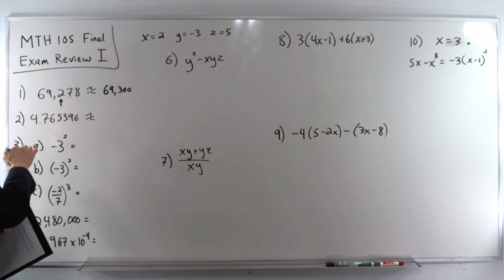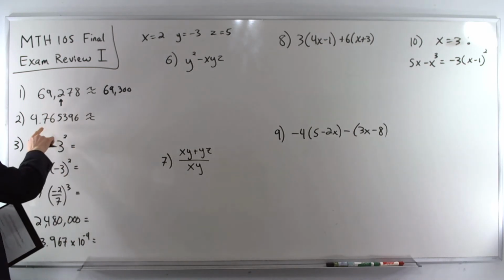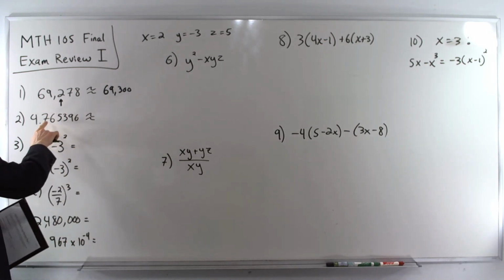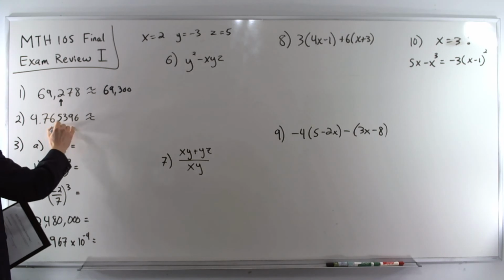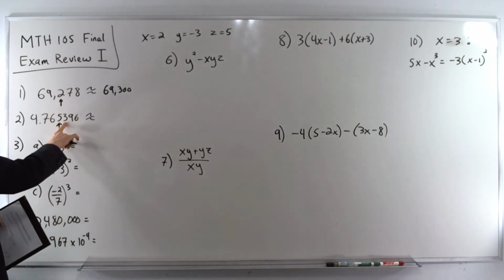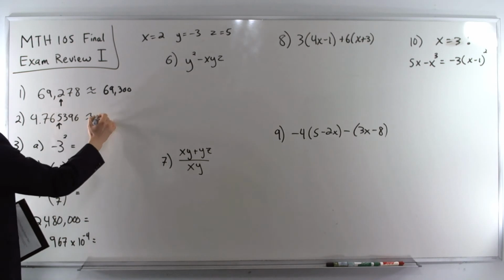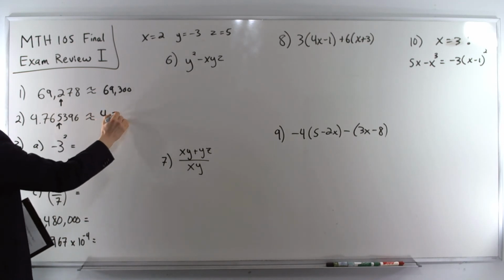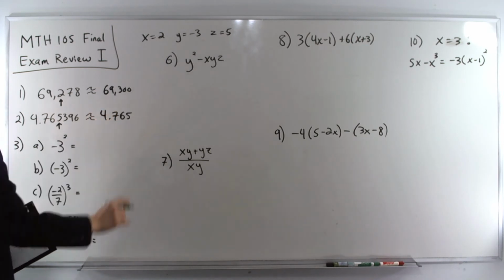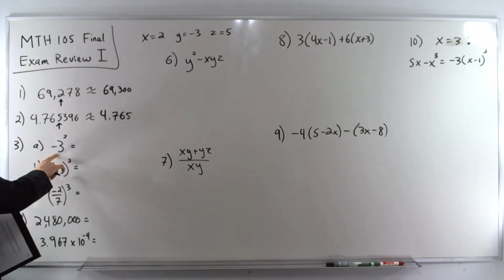Next up, we're going to round a decimal value to the nearest thousandth. So we're going to locate the thousandth position. That is tenths, hundredths, thousandths. That is the 5. So we'll look to the digit to the right. That is not 5 or more, so we do not adjust the 5 digit. We're just going to leave off everything to the right, and we have 4.765.